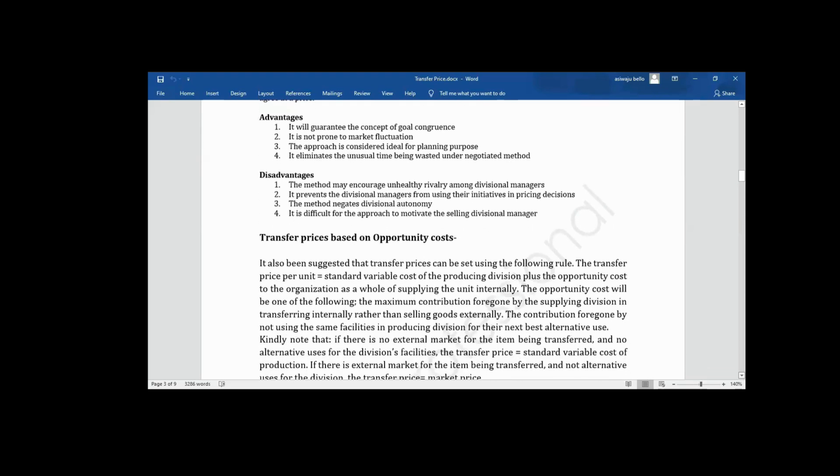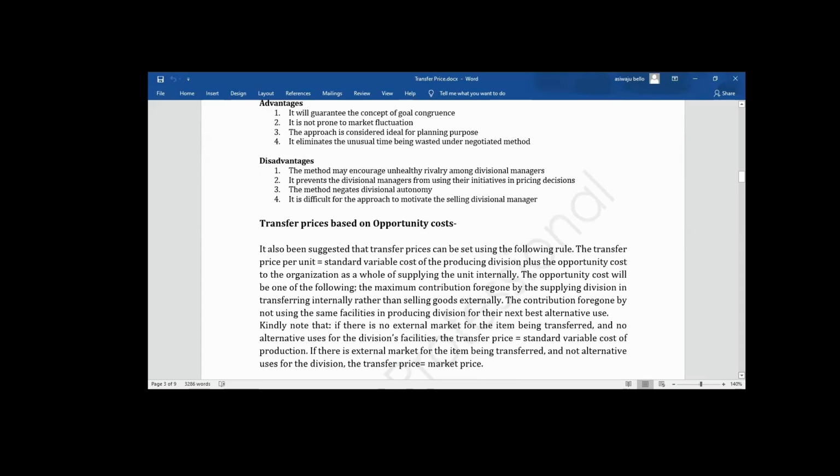Lastly, we have transfer price based on opportunity cost. Where transfer price is determined based on opportunity cost, you require two variables. One is the variable cost of manufacture plus opportunity cost of transferring the item internally.